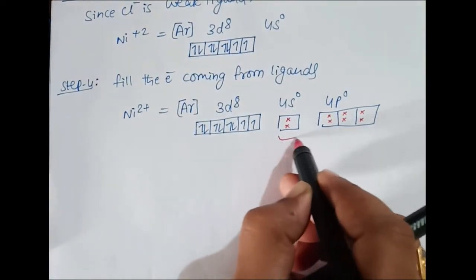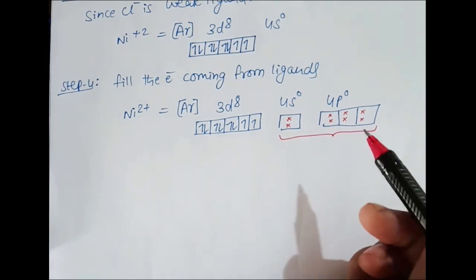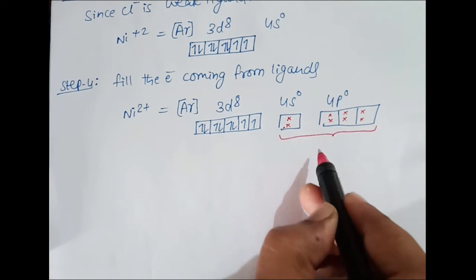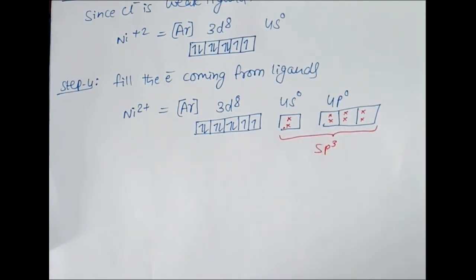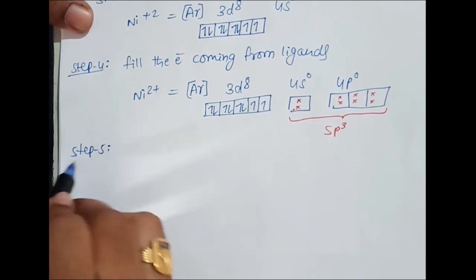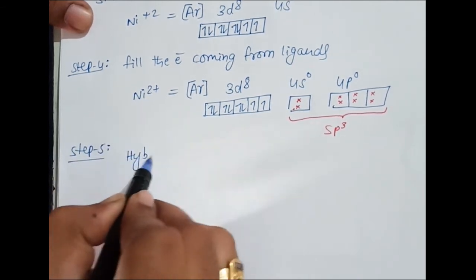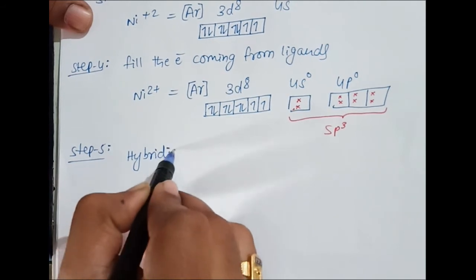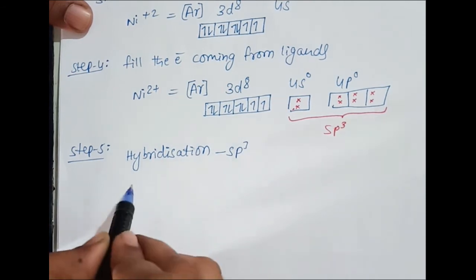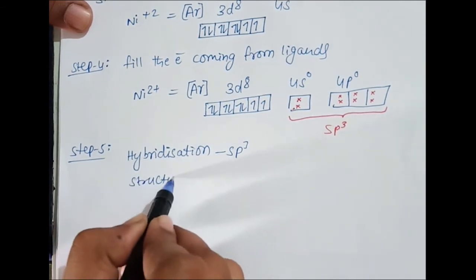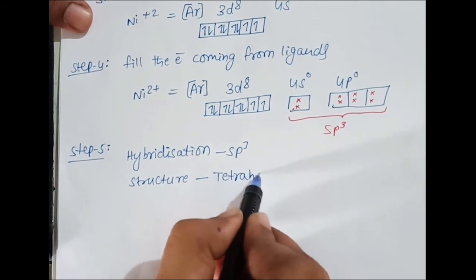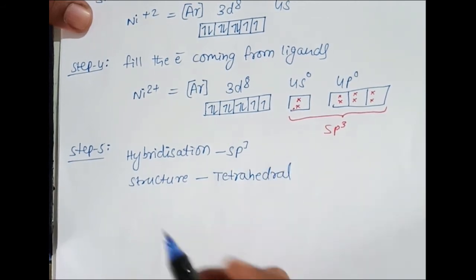So now what is the hybridization here? Can you tell? 1 s orbital and 1, 2, 3 p orbitals. So it is going to be sp3 hybridization. Now step 5. What is the hybridization here? Hybridization is sp3, and sp3 hybridization means the structure will be tetrahedral, and if it is tetrahedral, it's okay, fine.